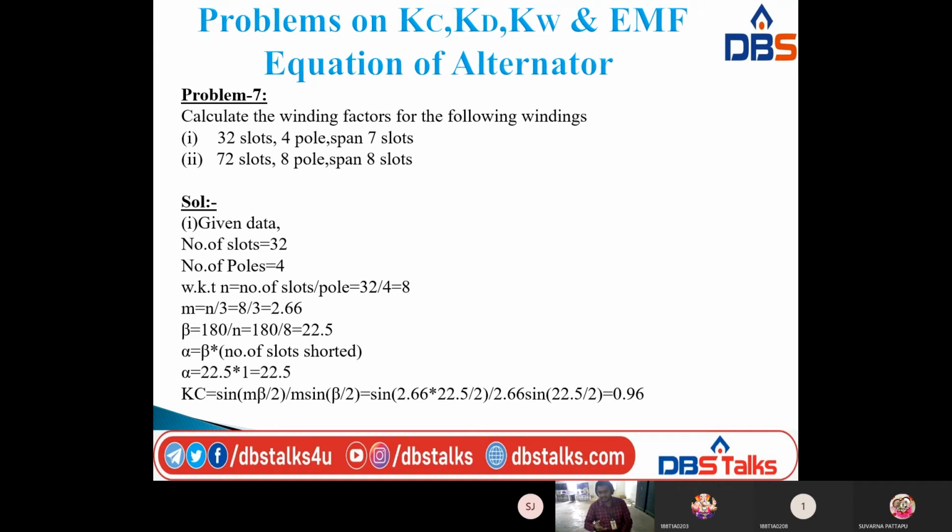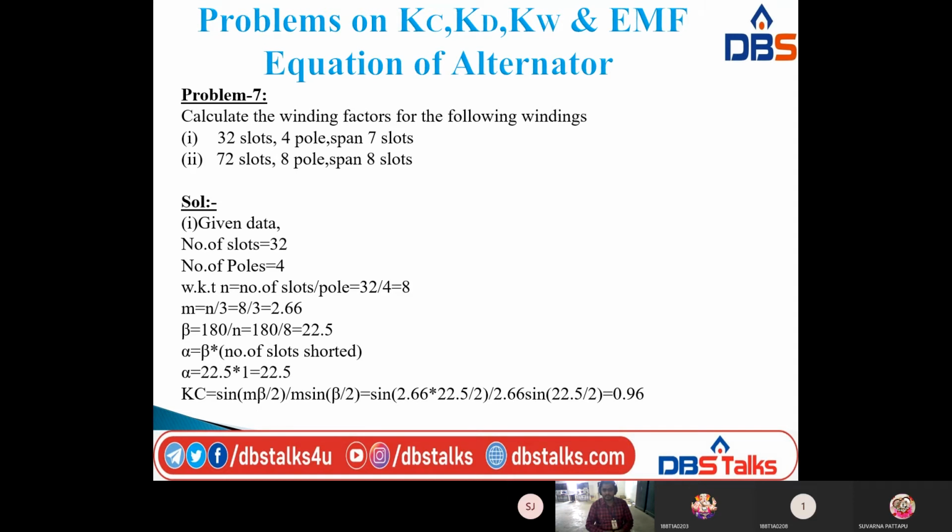This is not for the coil span factor. It is for the distribution factor or breadth factor, Kd. So please correct that one into Kd, not Kc. The distribution factor formula is Kd = sin(mβ/2) / (m sin(β/2)). Here we calculated the m value and beta value. Substitute those values into this one.